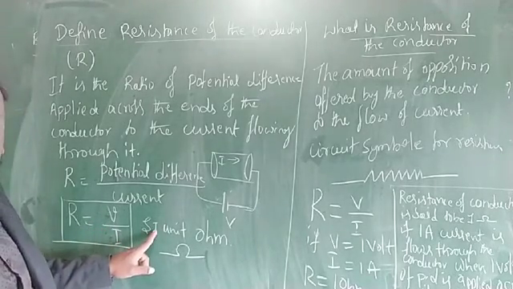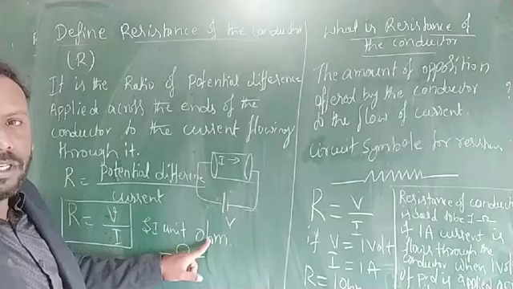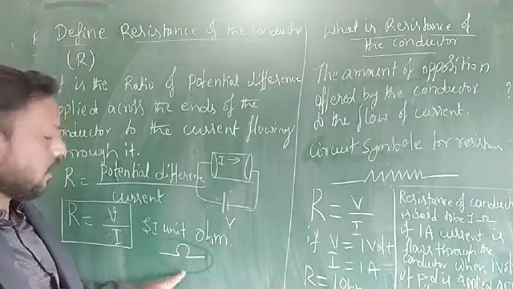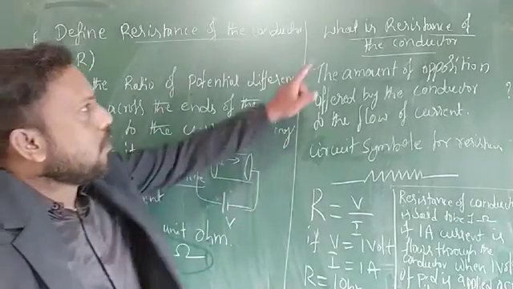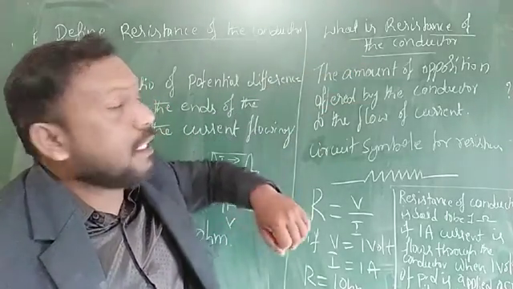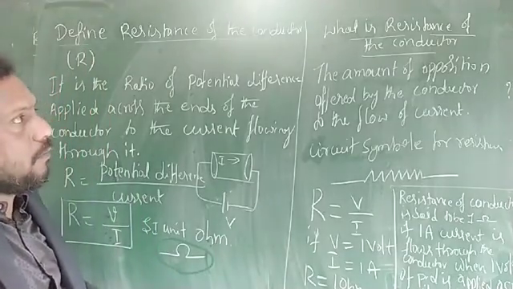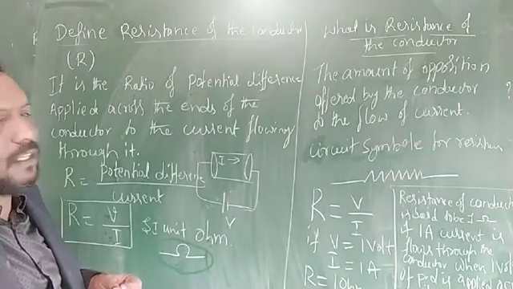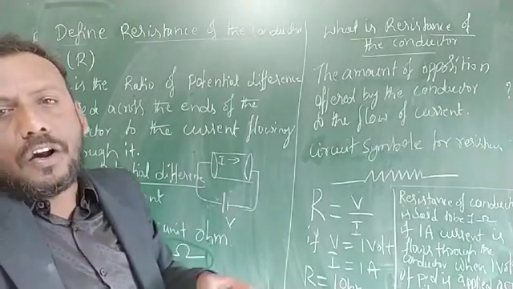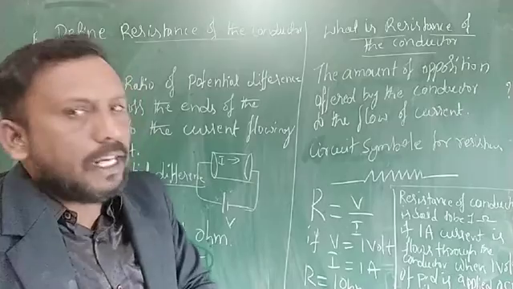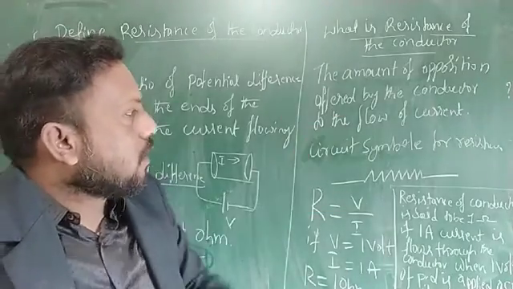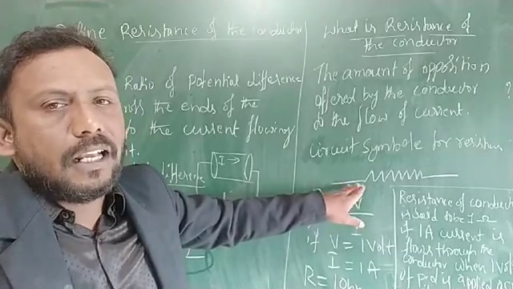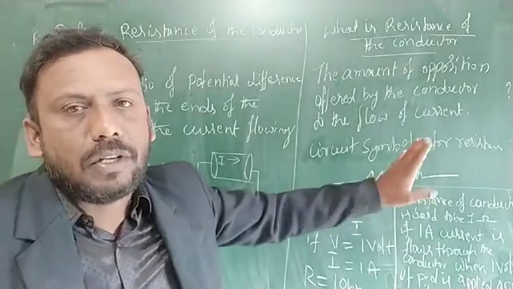SI unit of resistance is ohm and it is denoted by a symbol like this. What is resistance of the conductor? The amount of opposition offered by the conductor to the flow of current is called resistance of the conductor. Circuit symbol for resistance of the conductor is like this. It has no polarities. Positive and negative terminals are not there.